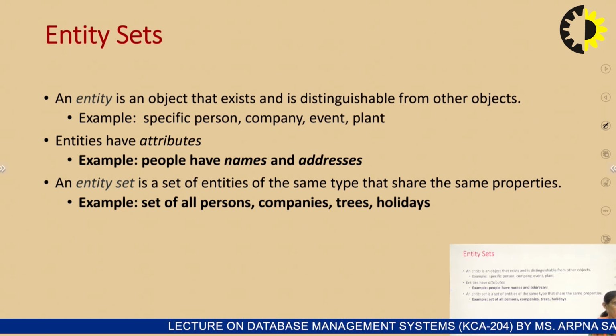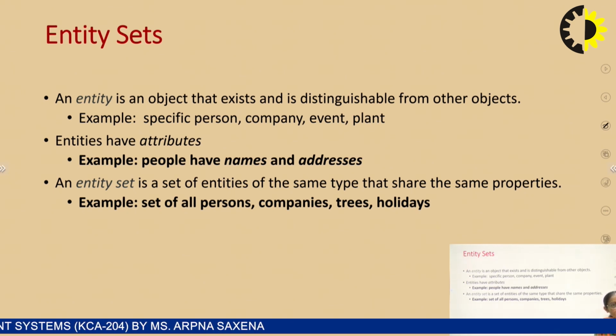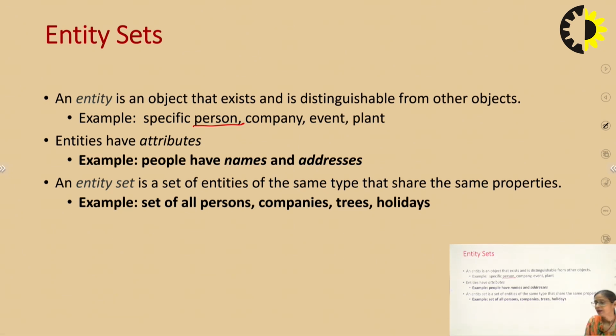So the entity set is a set of entities of the same type that share the same features or properties. In the case of a specific person, if we say it is an entity, but if we group different persons together, then it becomes an entity set. Similarly, if we say plant, it is a single entity, but if we say trees, then it becomes a group of different plants.